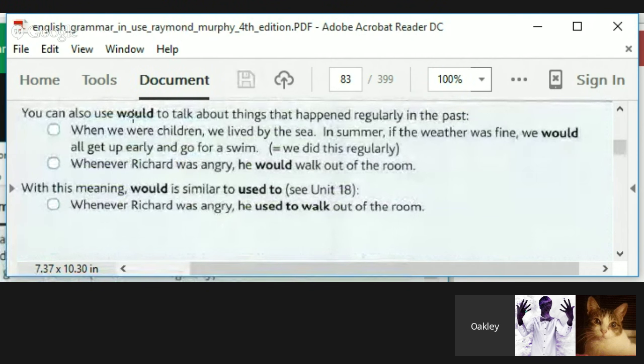Okay, another use of would. You can use would to talk about things that happened in the past regularly. Kind of similar to using used to. Similar, but not exactly the same.